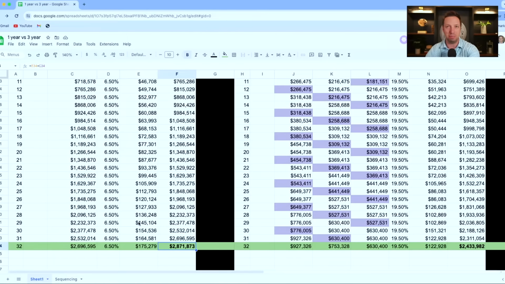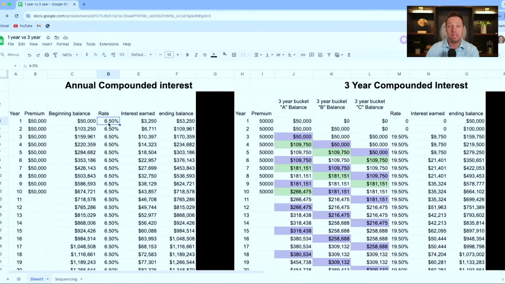This doesn't have any application other than knowing that a 3-year bucket is going to need to outperform your annual bucket. That's the point of this whole spreadsheet. Your 3-year bucket is going to need to outperform your 1-year buckets because the 3-year bucket does not have annual compounding. It compounds every 3 years, which means you're missing out on compound interest every single year. You'd rather have 6.5 compounded annually than 19.5 compounded every 3 years.